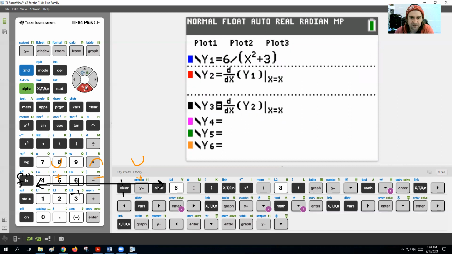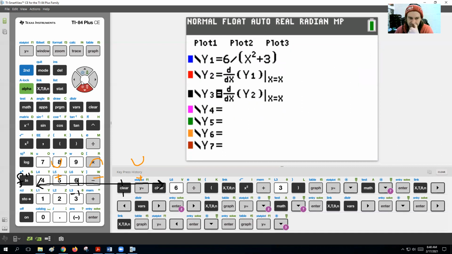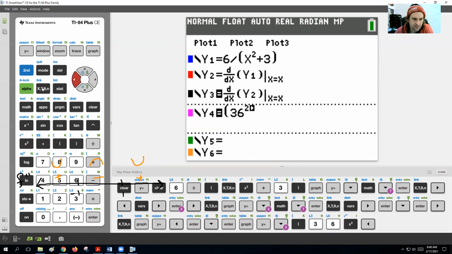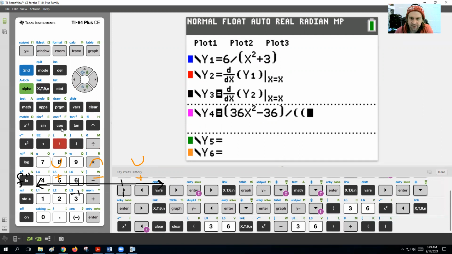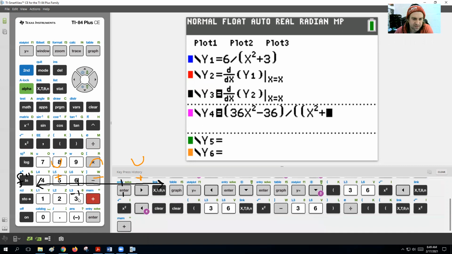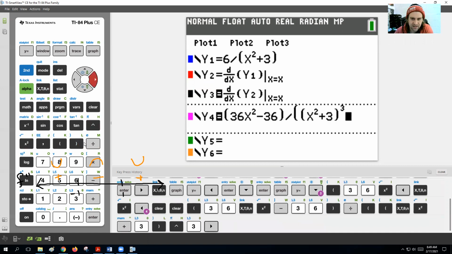Now, what I like to do is, we got that pretty scary looking derivative. What we can do here is type it in, and I believe it was 36x squared, oh, really messing up now. Let me just clear this out. Let's try this again. 36x squared minus 36, and then divided by x squared plus 3 cubed. Okay, so that's what we had as the equation.